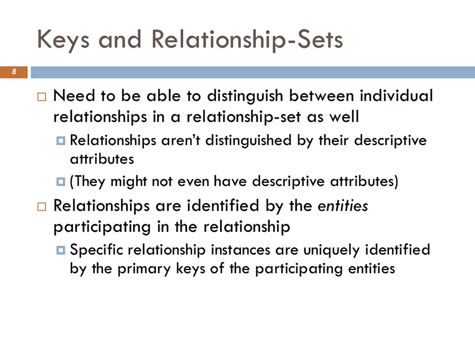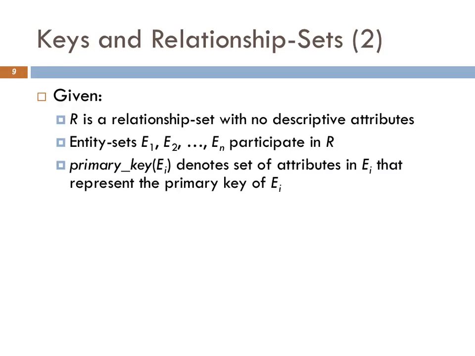Again, think about borrower. Borrower is a perfect example of this. Well, you have a loan ID and you have a customer ID. That combination of things identifies somebody who's a borrower at the bank and how much their loan is for. Okay? So let's talk about this generally. R is a relationship set, no descriptive attributes. You have some number of entity sets where that number is obviously at least 2.